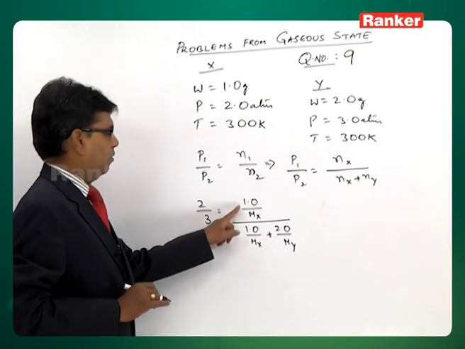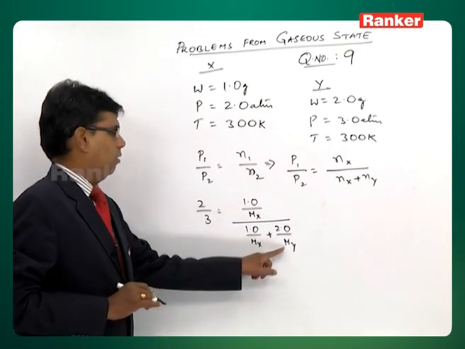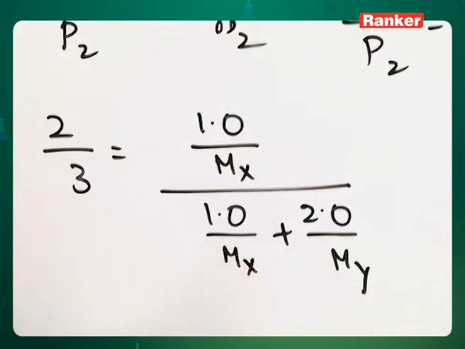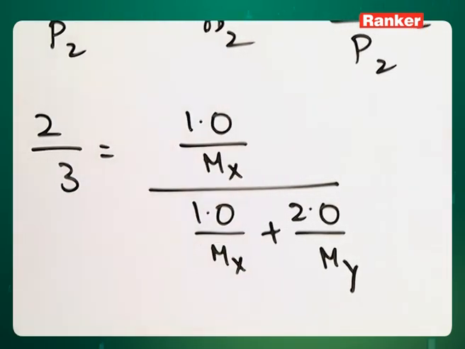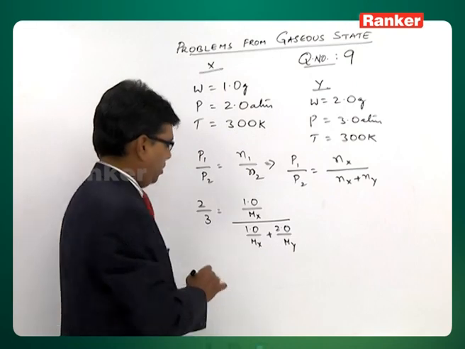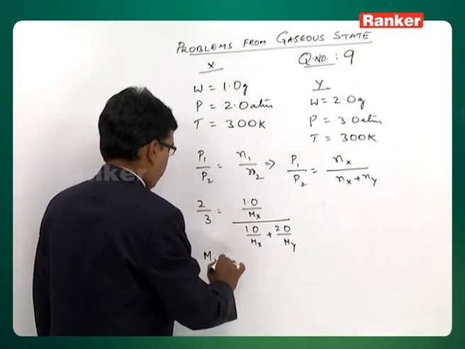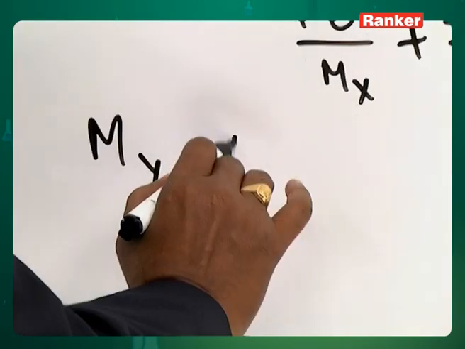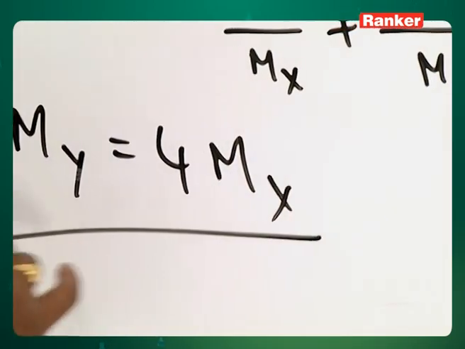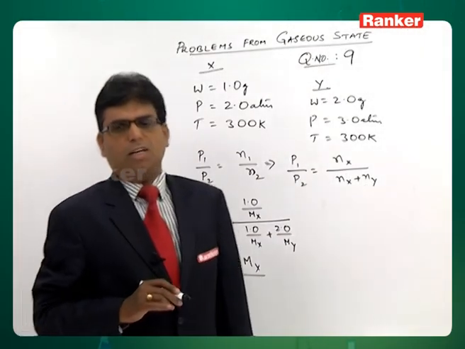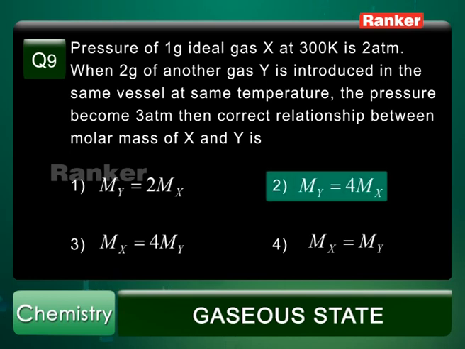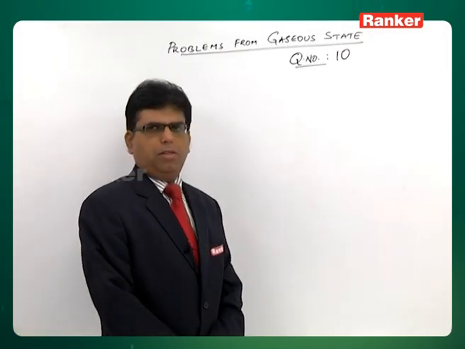2 by 3 is equal to N1 by N1 plus N2, the total number of moles. So, from this relation, what you get is that the molecular weight of Y is equal to 4 times the molecular weight of X. So, the correct answer is the second option, My is equal to 4 into Mx. Now, we continue with question number 10.